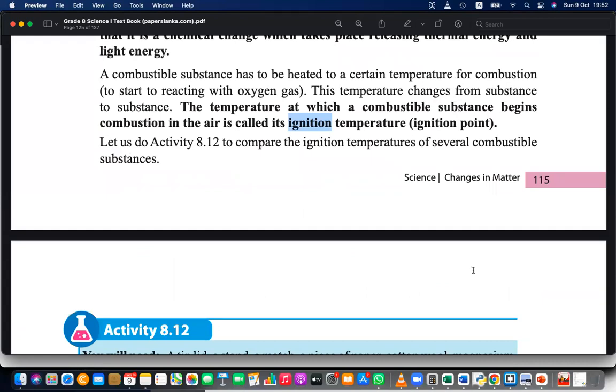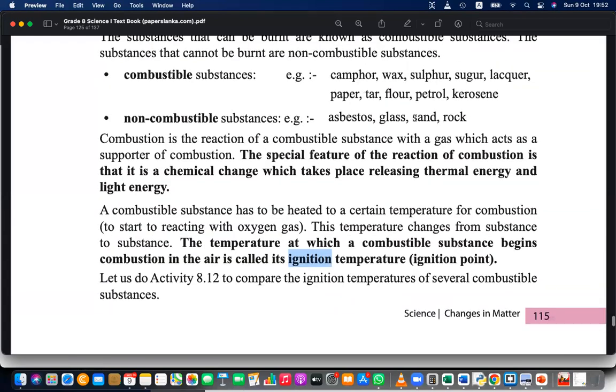That is different from one substance to another, like camphor, sulfur, sugar. Some are highly combustible, like petrol. With a very small temperature change, it can become combustible. Not just petrol, there are some others too.